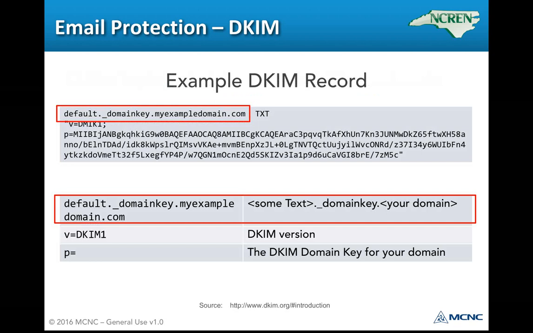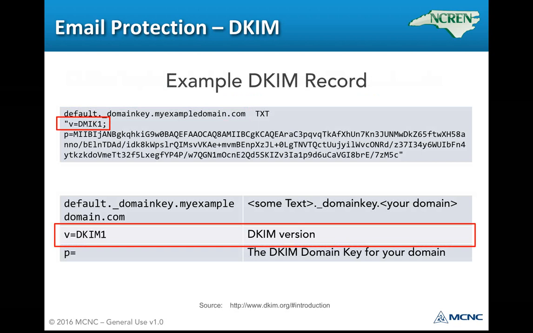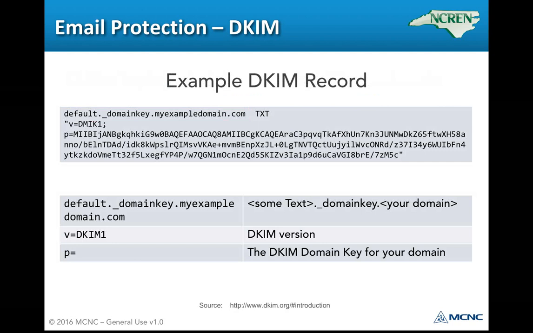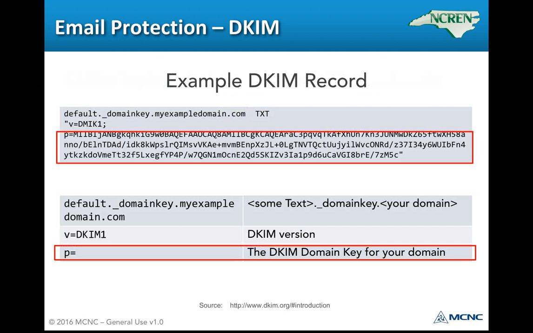The second piece is a v, again a version number that specifies the version of DKIM that's in use. And then the last thing specified here is p=, and p is the parameter that sets the key for the domain. So the text following the p= is actually the public key from the key pair that's used to sign the messages. And there's a page here at the bottom, dkim.org, for additional information on DKIM.